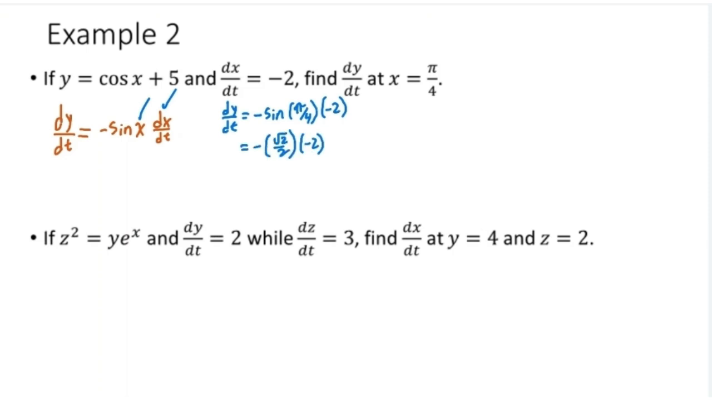times -2. Sine pi over 4 is root 2 over 2. Negative root 2 over 2 times -2 would be positive root 2. So our dy/dt would just be root 2. Since dy/dt is positive, that does tell us that at this moment, our value of y would be increasing.